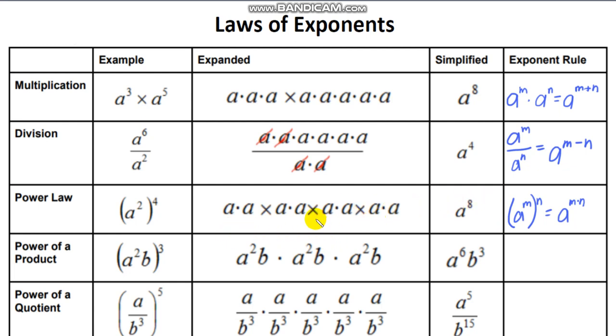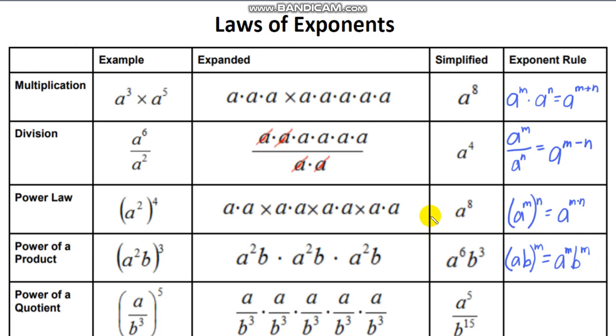Okay. This one is power of a product. So you have a squared times b cubed, and you write that 3 times. If you notice here, a squared times a squared times a squared is a to the 6th, and then b times b times b is b cubed. So the exponent just goes inside. The rule is, because 2 times 3 is 6, and if you imagine there's a 1, 1 times 3 is 3. So a times b raised to the m power is the same thing as a to the m. Let me write that again: a raised to the m times b raised to the m.